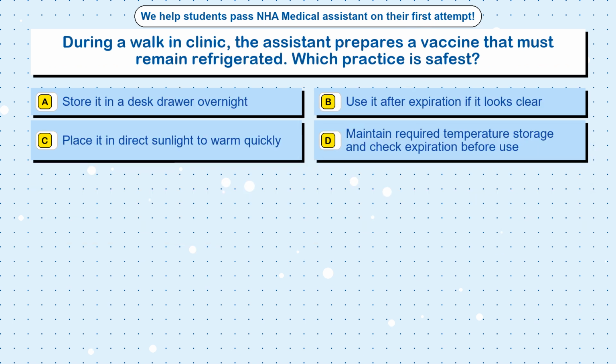Question 88. During a walk-in clinic, the assistant prepares a vaccine that must remain refrigerated. Which practice is safest? Option A. Store it in a desk drawer overnight. Option B. Use it after expiration if it looks clear. Option C. Place it in direct sunlight to warm quickly. Option D. Maintain required temperature storage and check expiration before use.